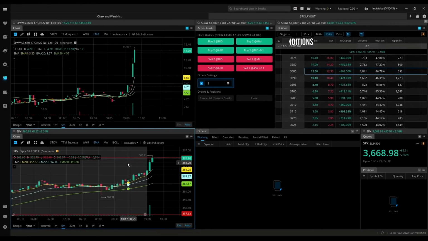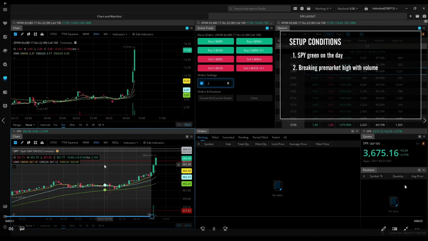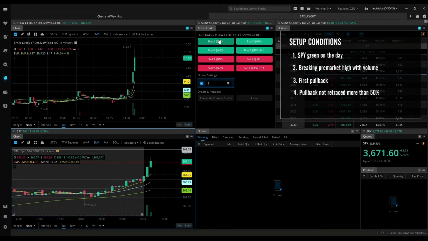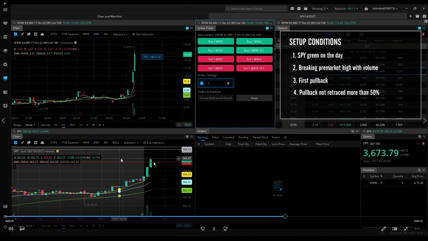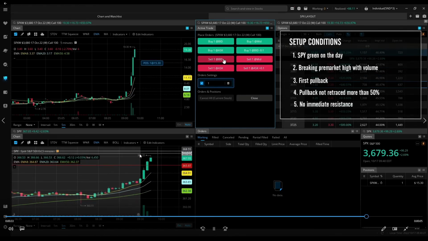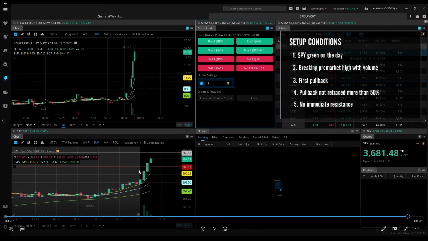So this is a trade where I traded the pullback setup. As you could see, SPY is green on the day. It's breaking the pre-market high with volume. The first pullback has not retraced more than 50%. I added. There is no immediate resistance. Selling. Locked in around $587 in profits.